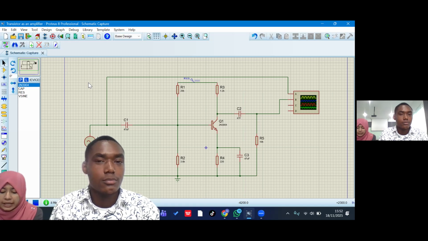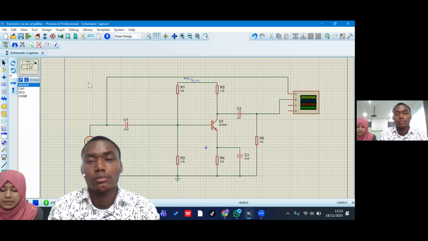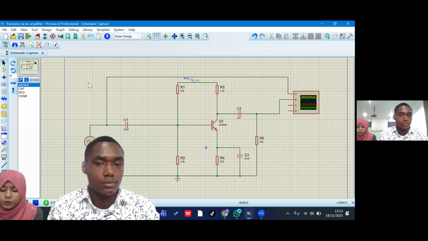Biasing resistor network R1 and R2 is the voltage divider bias. It creates a stable DC bias voltage at the transistor base. This sets the Q point, the operating point, to ensure linear amplification. R3 is the collector resistor. It converts the transistor's varying collector current into an output voltage signal.